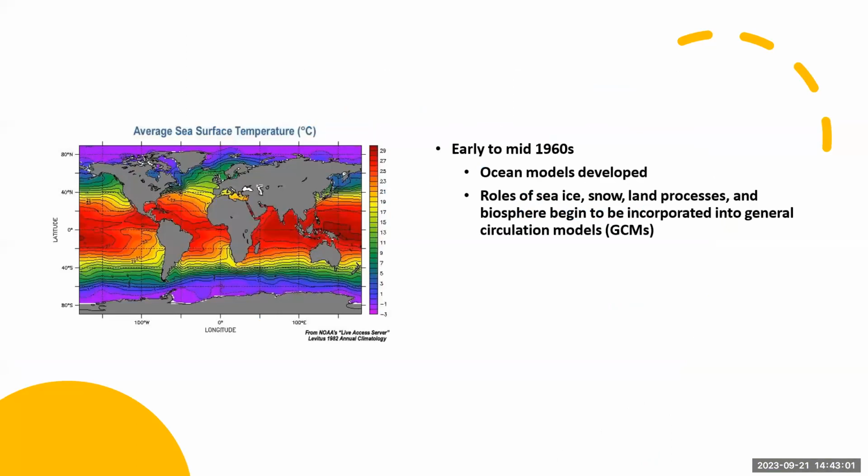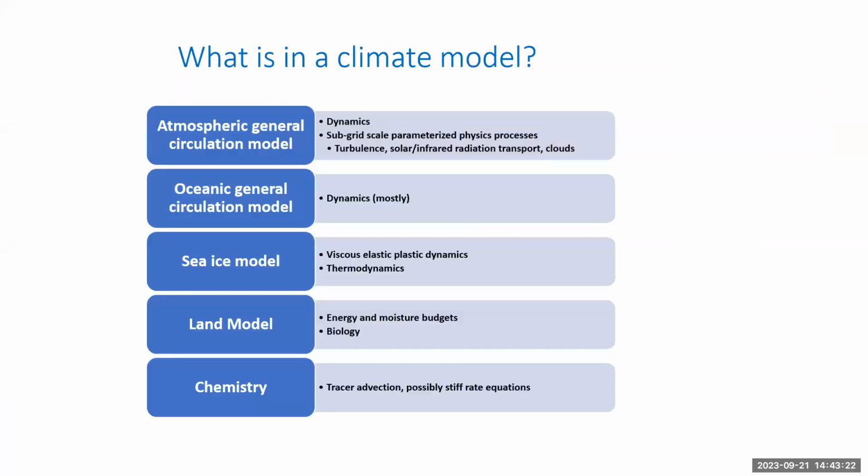So that is actually talking about the average sea surface temperatures, and its overall longitudinal and latitudinal spread. Then the roles of sea ice, snow, land processes, and biosphere began to be incorporated into general circulation models, GCMs, that we are familiar with. And then, what is in a climate model, when we wonder?